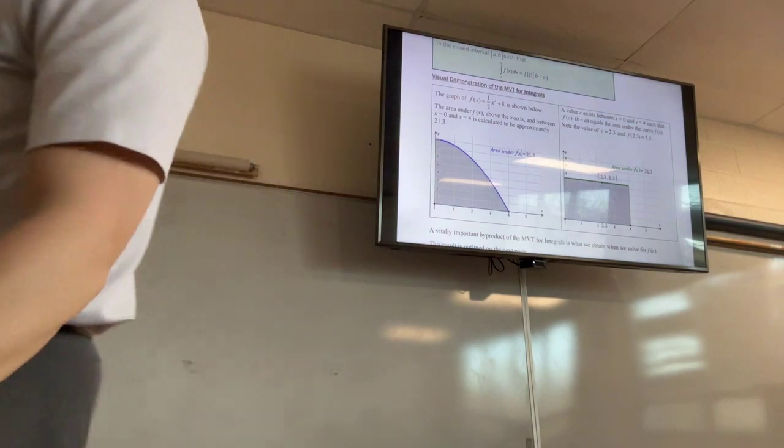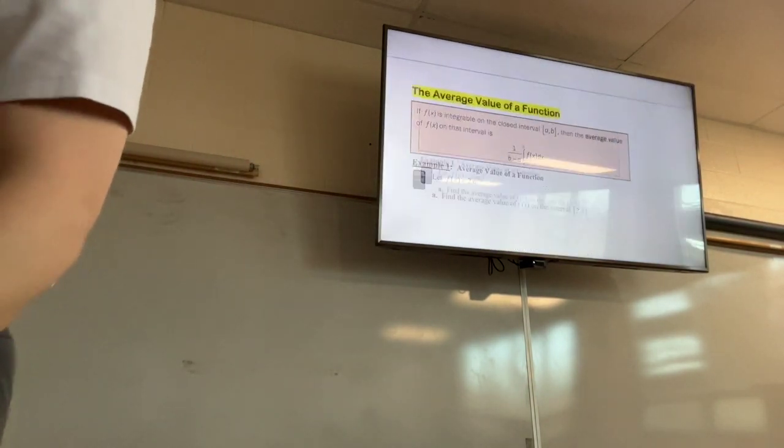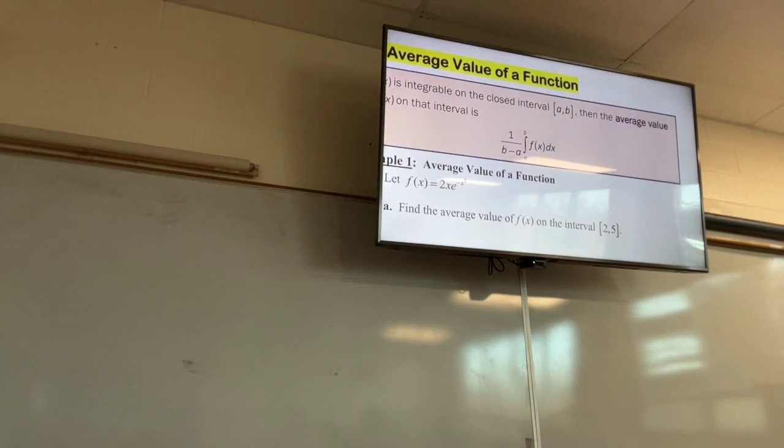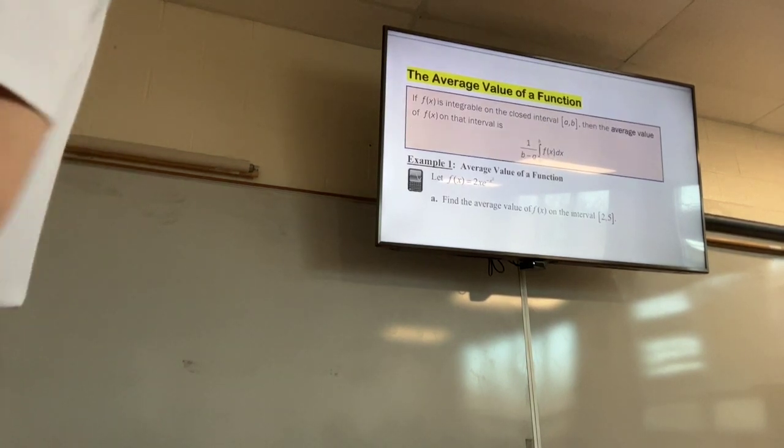Okay? So that's going to be used to prove, this is important. This is a pink sheeter. This is a pink sheeter. The average value formula. It's actually very intuitive.